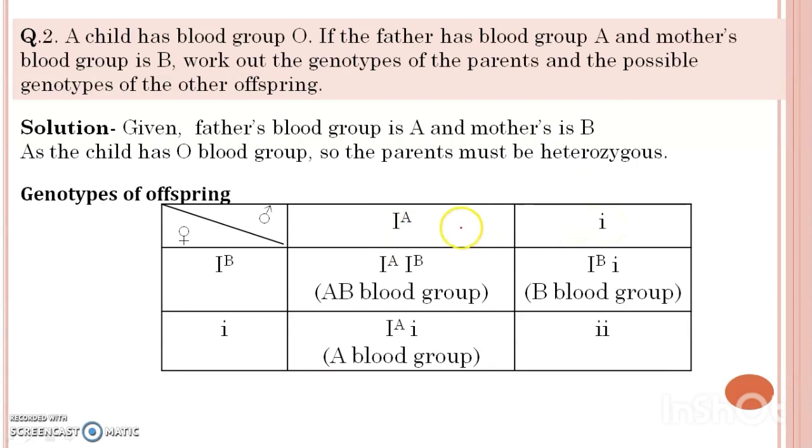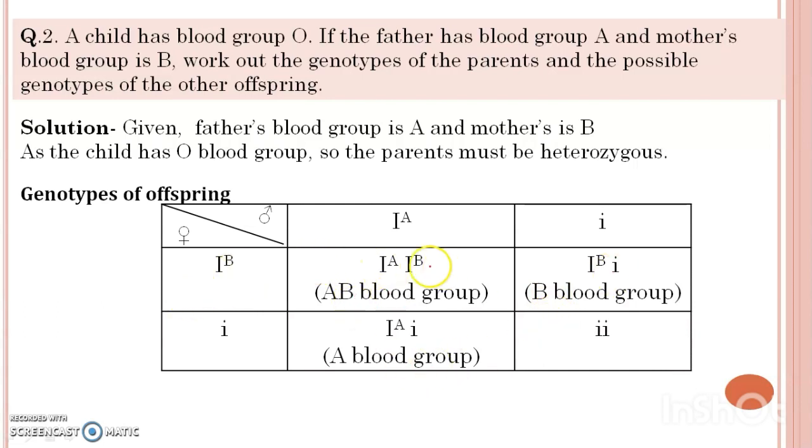Okay, in these two boxes separately we will represent the alleles of the blood group. And similarly for the female, for the mother, the heterozygous genotype of B is IB and small i. Okay, then we will find the blood group of the other offspring.